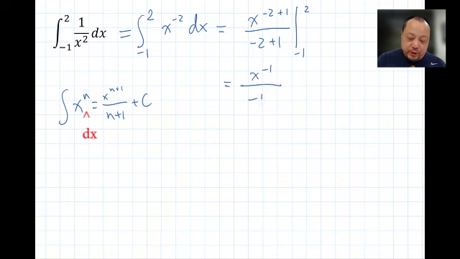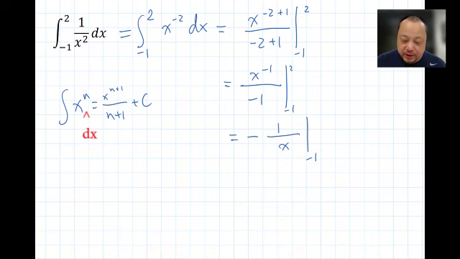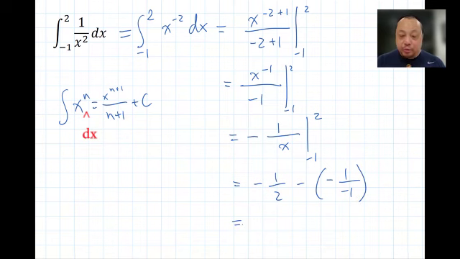Which is x to -1 over -1. And let's rewrite this in a form that we can easily plug in. The whole thing is just -1 over x from -1 to 2. Now you plug in, you get -1/2 minus -1 over -1, which is -1/2 minus 1 equals -3/2. And you would think that that's the answer. That's the end of it.